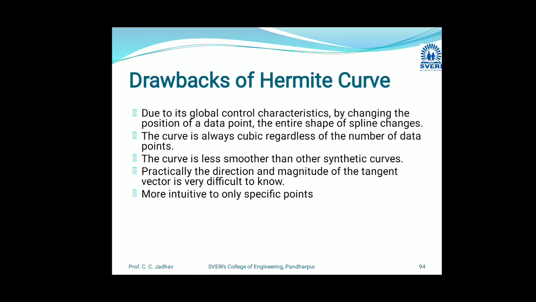Practically, the direction and magnitude of the tangent vector are very difficult to know. In the Hermite curve, finding the direction and magnitude of the tangent vector is a very difficult task practically. It is also specific to only some control points. So these are some drawbacks of the Hermite curve among synthetic curves.